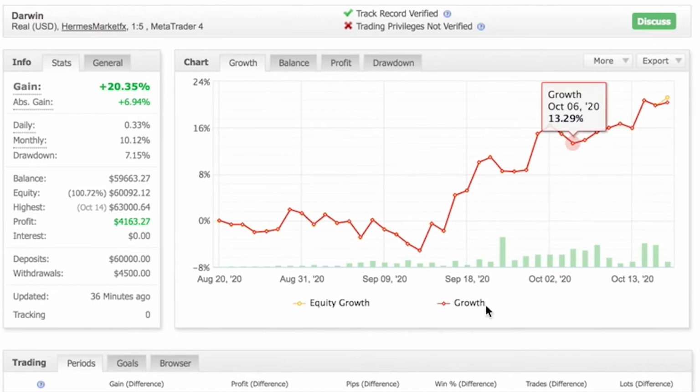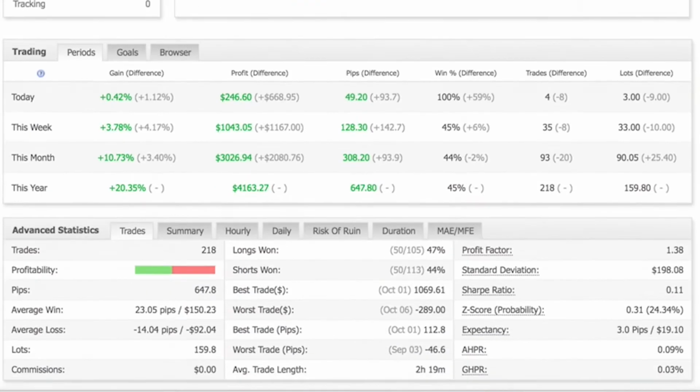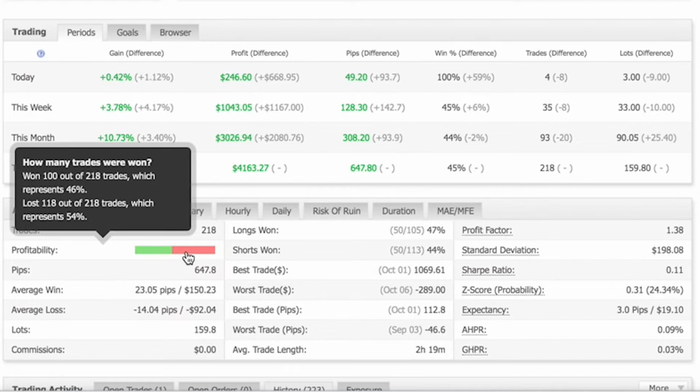Okay, let's have a look at the advanced statistics. Altogether, between the two accounts, he took 218 trades with a profitability rate of 46%. I believe, if I'm not wrong, his profitability rate was slightly higher. But let's have a look also at his average win and loss.